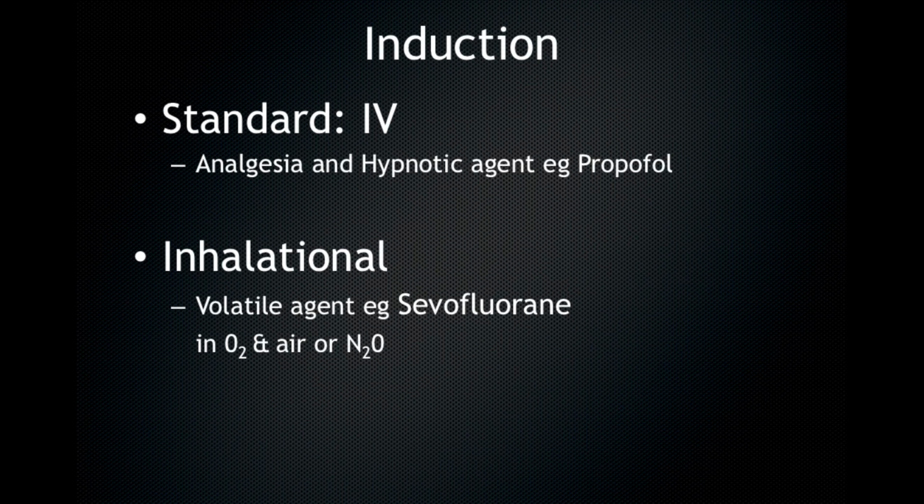Induction of anaesthesia can be done two basic ways. We can do it in terms of a standard intravenous induction, which is probably the most common way, certainly in the UK. We give an intravenous analgesic agent, usually fentanyl, which is a short-acting opioid, and then we give propofol, which is a hypnotic agent. We can also induce anaesthesia in a volatile or inhalational way. Here we'll give the patient oxygen and air, or oxygen and nitrous oxide, with sevoflurane.